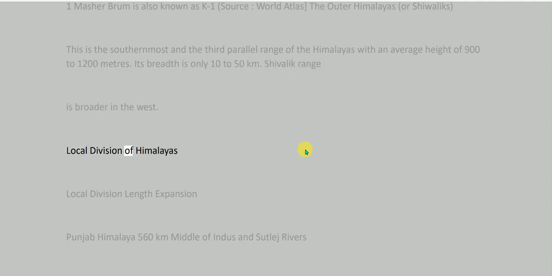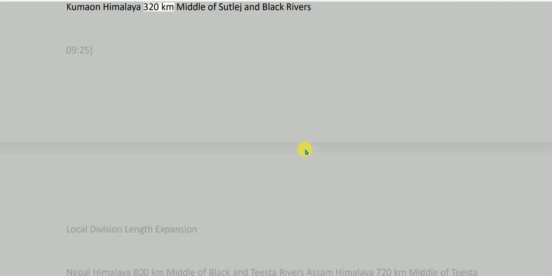Local division of Himalayas, with length and expansion. Punjab Himalaya, 560 kilometers, between the Indus and Sutlej rivers. Kumaon Himalaya, 320 kilometers, between the Sutlej and Kali rivers. Nepal Himalaya, 800 kilometers, between the Kali and Teesta rivers. Assam Himalaya, 720 kilometers, between the Teesta and Dihang rivers.